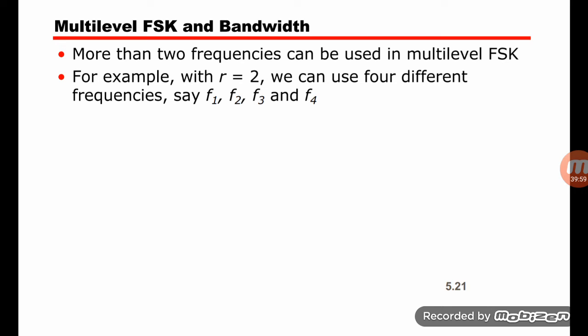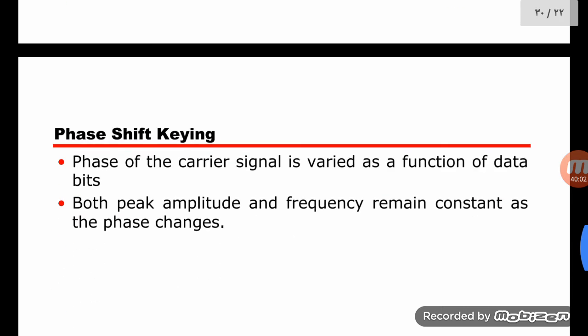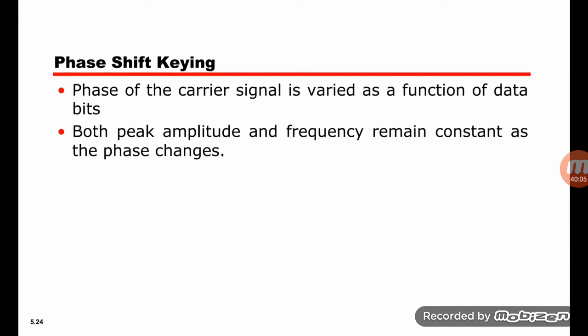Now let's talk about phase shift. We talked about ASK, where we were putting the information in the amplitude of the signal. We talked about FSK, in which we were putting the information in the frequency of the carrier. And now we talk about the third case, which is phase shifting. Here we put the information in the phase of the carrier signal. So the phase of the carrier signal is varied as a function of data bits. So you change the phase based upon what bits have come. Both peak amplitude and frequency remain constant as the phase changes. So in all three schemes, when you put the information in one of the properties, the other two remain the same.